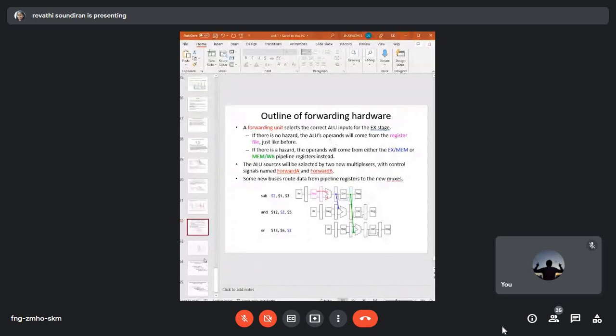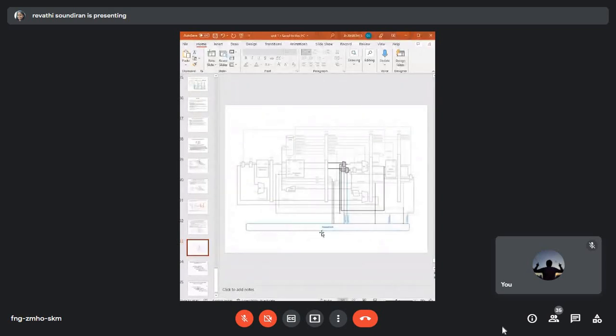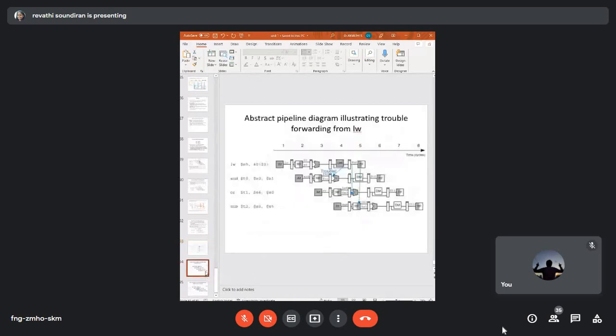So this is a typical outline. You have a hazard unit where the control signal is going to be generated, whether to forward, to the muxes over here, and the corresponding wirings, control and data wirings. This is the extra additional hardware requirement in order to avoid or resolve the data hazard. Now we have a small problem.